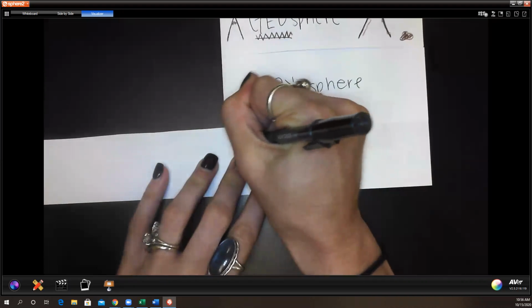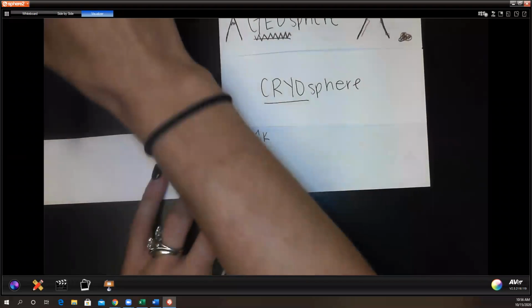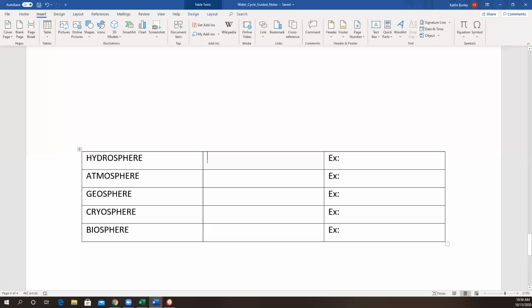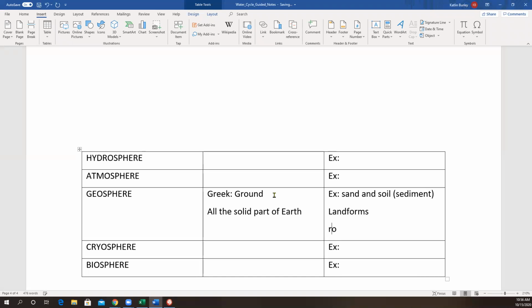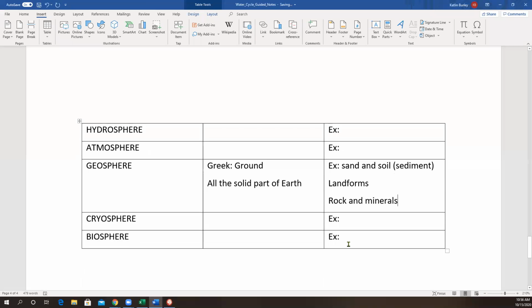Yep. So remember, if you're doing yours on Word, this side, that's what goes here. The examples go here. So our geosphere, we would write Greek for ground, and it means all the solid part of Earth. And then I would do my examples and include sand and soil, which is sediment. Did I spell that right? Yep. Landforms, rock, and minerals. So just so you know what that should look like, and if you want, you could print this out and draw a picture, or you could include a picture, some clip art, right, just to help you remember.